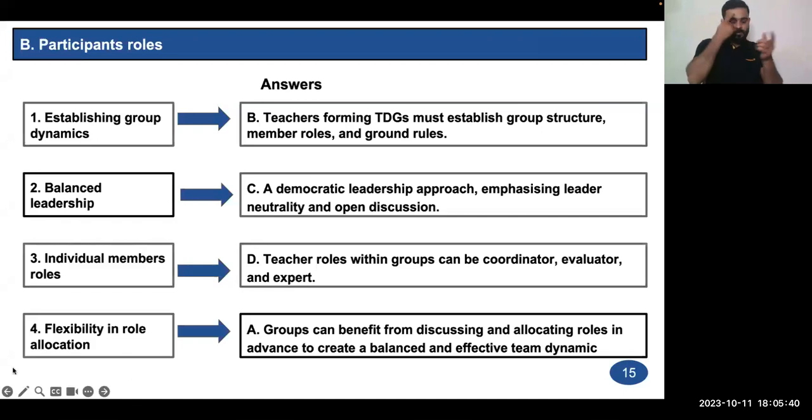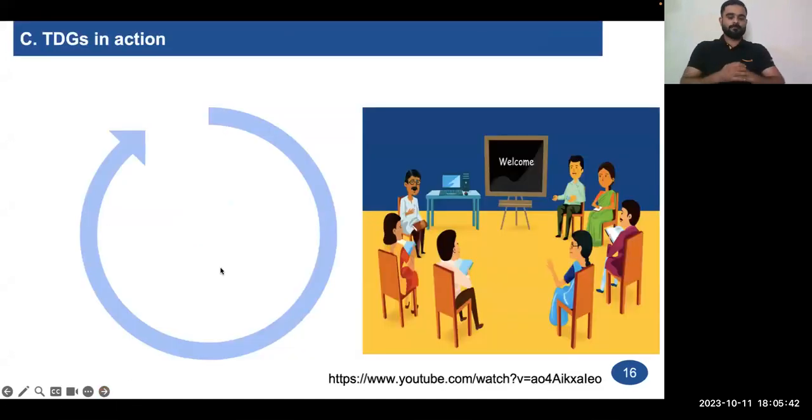So we have discussed starting a group, and what the participants' roles should be in the group. Now, turning to what should be the functioning process of the teacher development group.